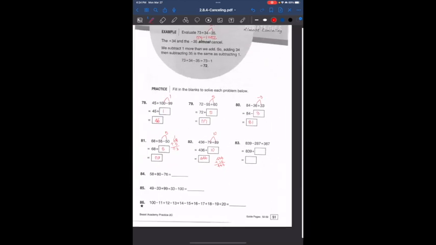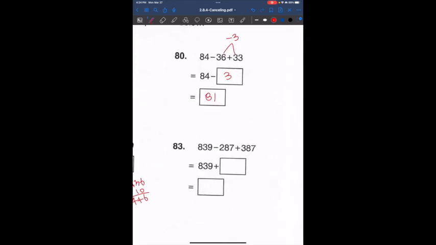And then we'll look at question 83. 839 minus 287 plus 387. Okay, so now the numbers are big, so you might think, oh, this is too hard. But we learned almost canceling, so I hope this problem becomes a bit easier for you guys.